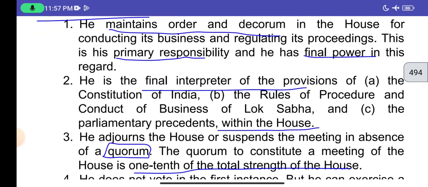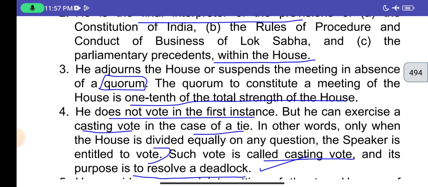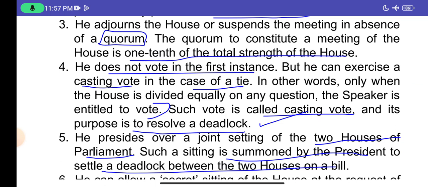He maintains order and decorum in the House for conducting its business and regulating its proceedings. This is his primary responsibility and he has final power in this regard. He is the final interpreter of the provisions of the Constitution of India, the Rules of Procedure and Conduct of Business of Lok Sabha, and the parliamentary precedents within the House. ठीक है. He adjourns the House or suspends the meeting in absence of a quorum.